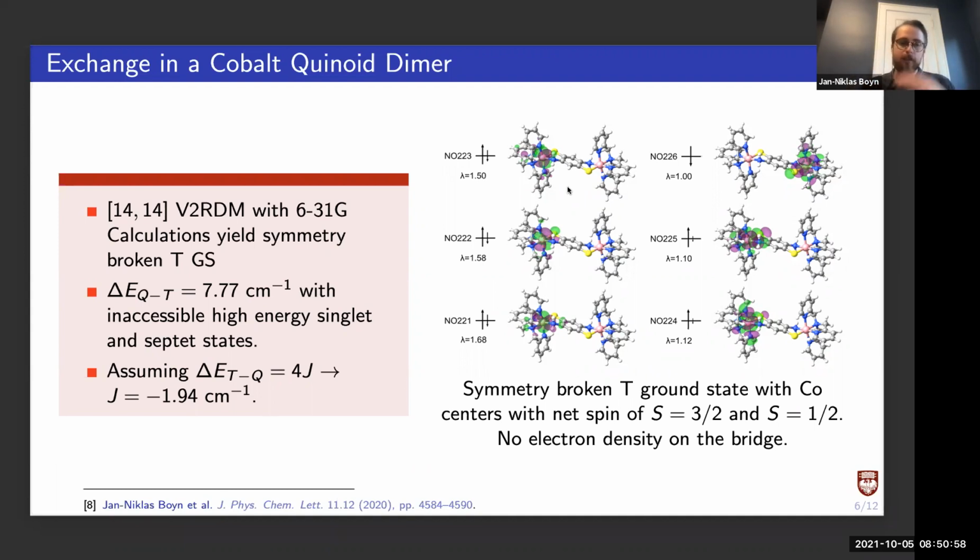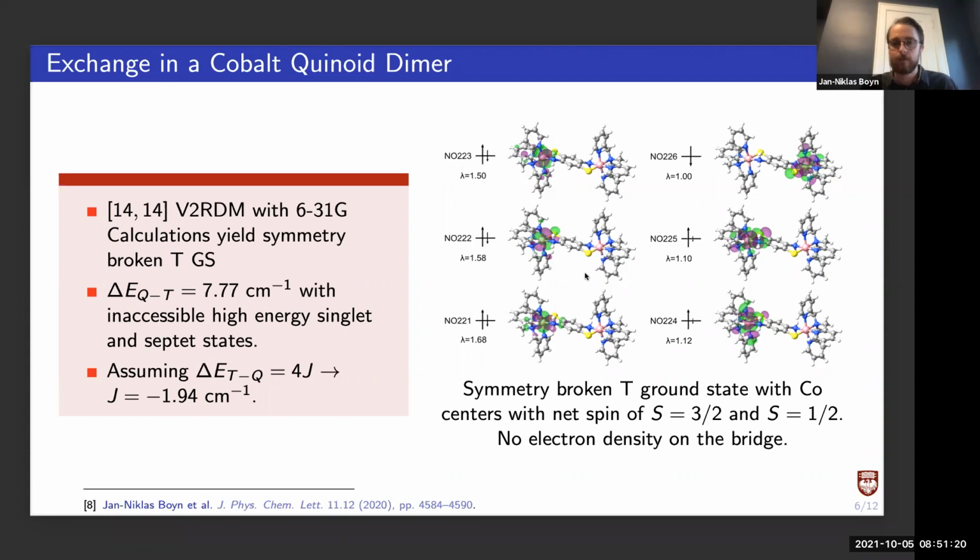And indeed, if we now assume that the triplet-quintet gap roughly corresponds to 4J, so 4 times the exchange coupling constant, that gives us a J of -1.9 wave numbers, which is a really excellent agreement with the experimentally measured value of 2 wave numbers. And this is just using the D, Q, and G condition in this case.